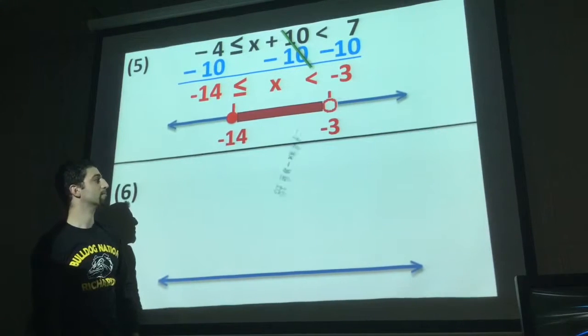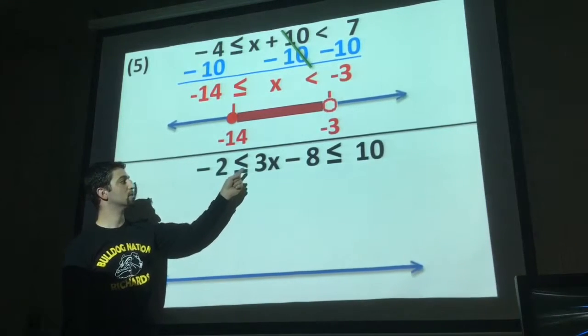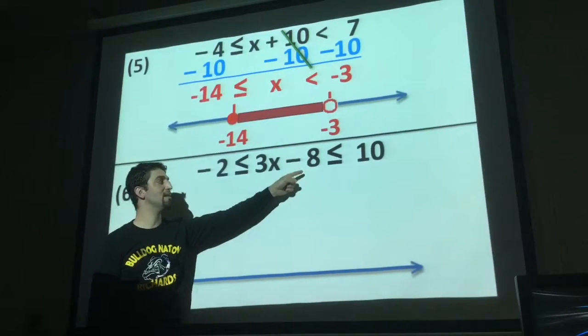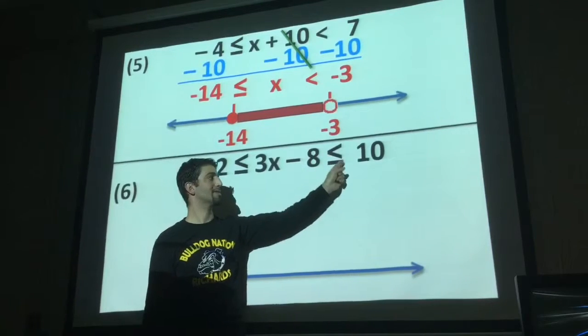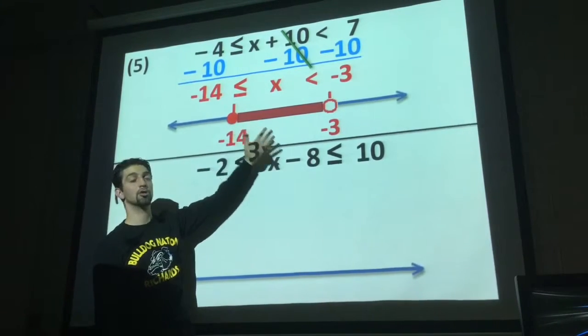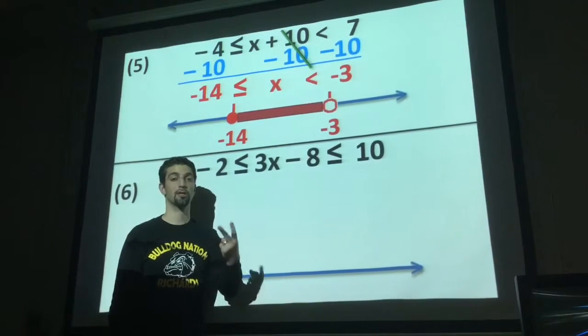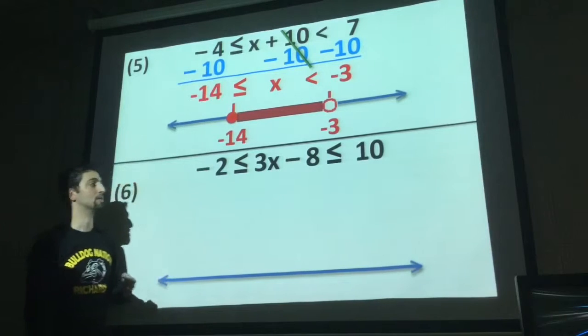Here's the next one. We have -2 is less than or equal to 3x minus 8, which is less than or equal to 10. Okay, now this right here is very similar. You're just going to see that we have a 3 out front. So this is a 2-step. So go ahead and do those 2 steps and then we'll see what we got.